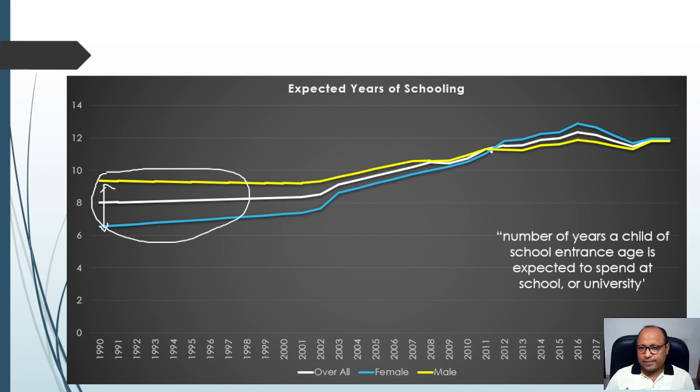And there's a time, probably we can call it around 11, 12, when expected years of schooling for female has crossed that of male. So till 2012, expected years of schooling for female was less than that of male, whereas after 12, expected years of schooling for male is lower than that of female. And if you look at the recent picture, more or less they are converging to each other. So that is something to be noted here. So I can say female performance has been much better than male performance.